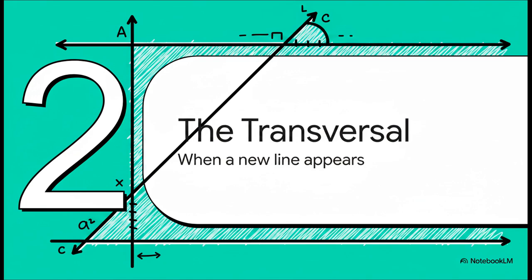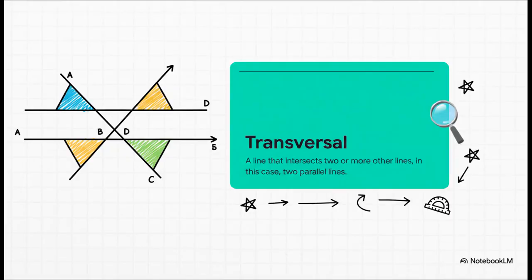Okay, now let's take these basics and introduce a new player to the game. We've got our parallel lines, but things get really interesting when a third line, called a transversal, swoops in and cuts right across them. This is where a bunch of new, super predictable patterns just pop into existence. So, what is a transversal? Well, it's just a line that crosses at least two other lines.